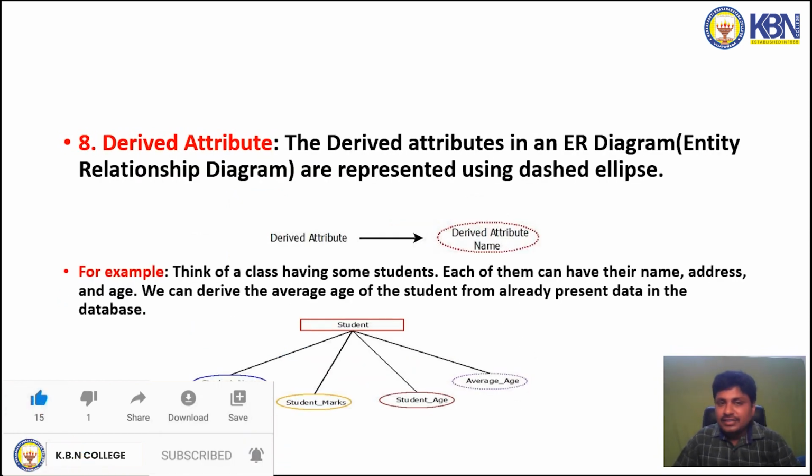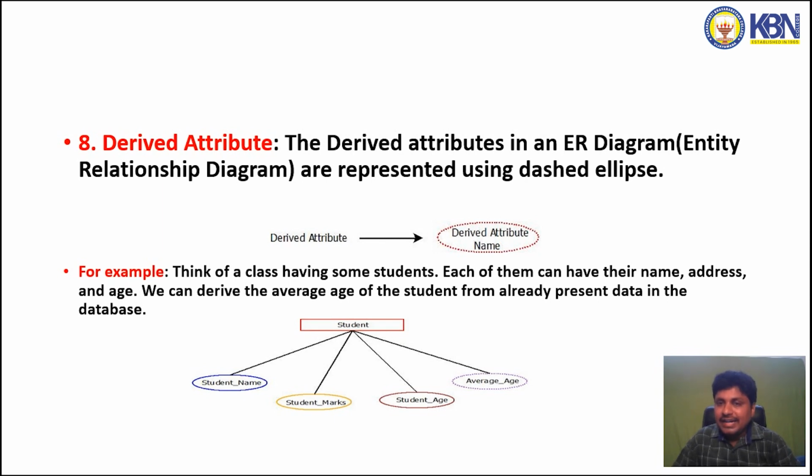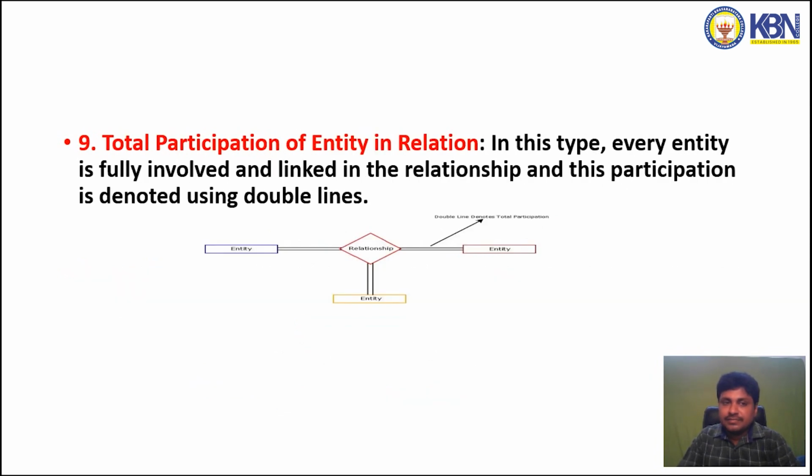Derived attribute. A derived attribute is represented in an entity diagram as a dashed ellipse. Suppose a student has different attributes: student name, student marks, student age and average age. How can we calculate the average age? Based on the current date and the date of birth, we can calculate the age. So it is denoted with the dashed ellipse symbol.